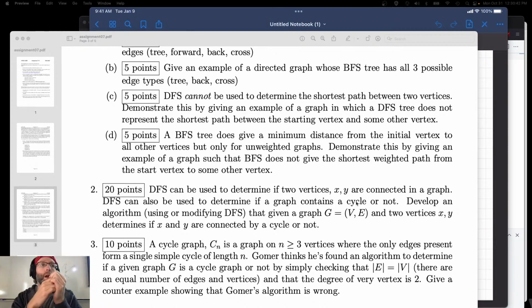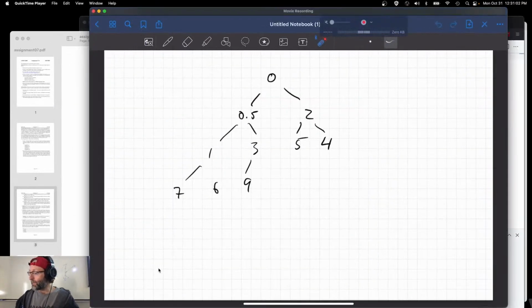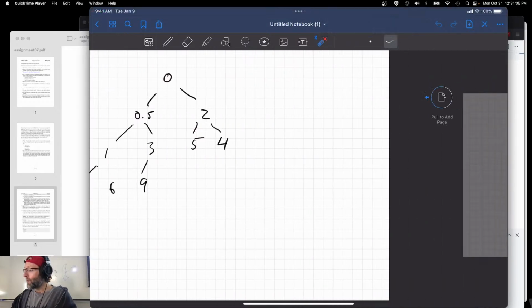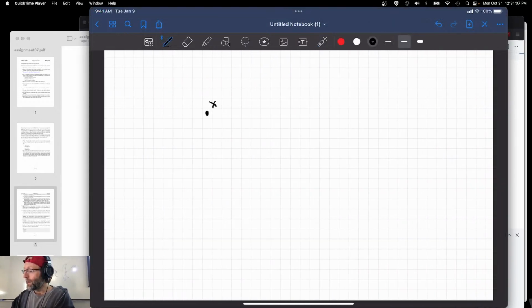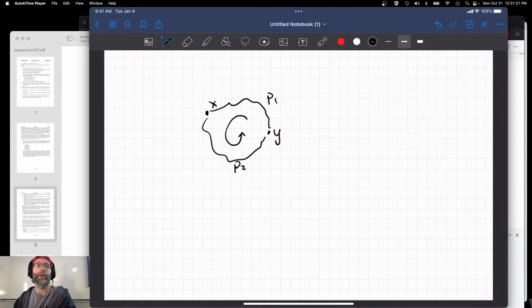That's pretty straightforward. The ones that we talked about in class were finding any cycle though, right? What we want is a very particular type of cycle. Develop an algorithm by either using or modifying DFS that, given a graph G and two vertices x and y, determines if x and y are connected by a cycle or not. So in other words, what we mean by that is a graph where we've got, say, x and y, and there is a cycle connecting them. So there's some path P1 from x to y and another path P2 that is disjoint from the first path, right? That forms a cycle like this, okay?